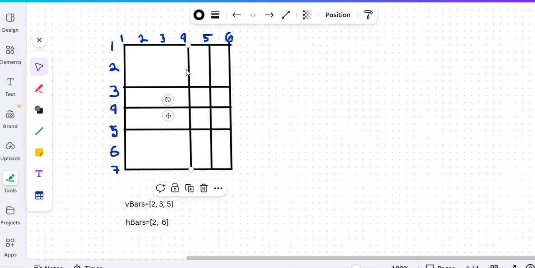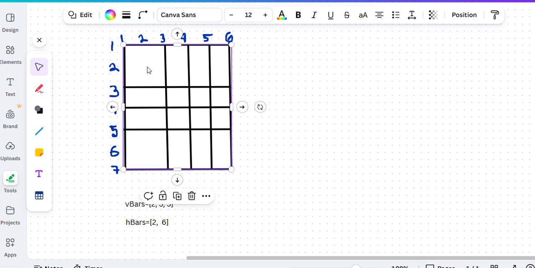So we don't remove the third vertical bar because we need the square. That means we need the height and width to be equal. That is, we need the minimum of the height and width each time. That is the whole concept of our solution. So let's quickly go through the Python code for better understanding.